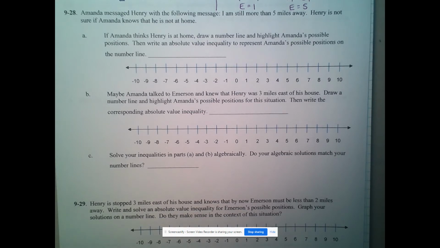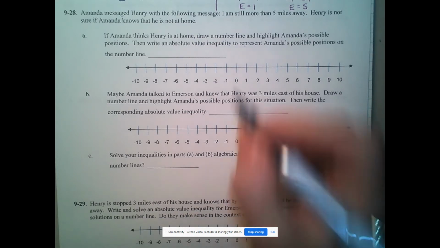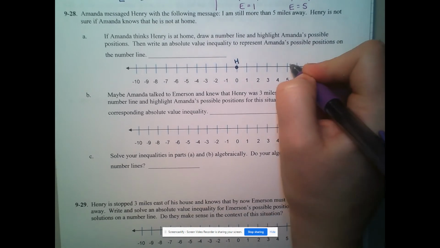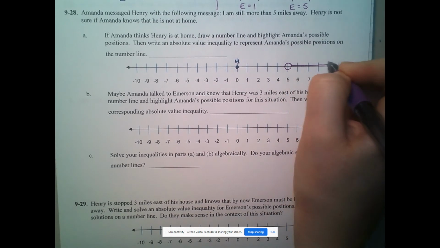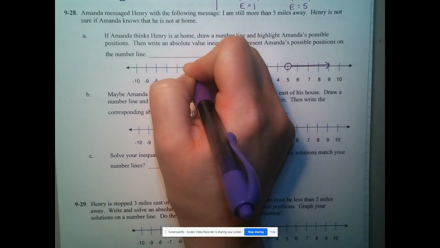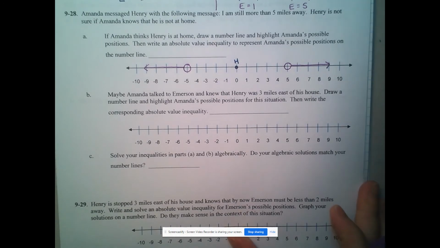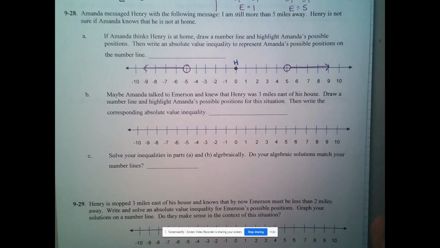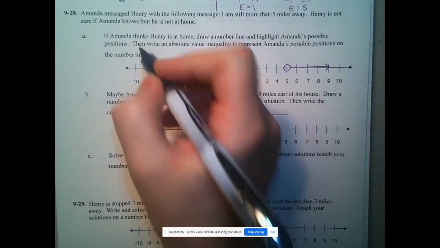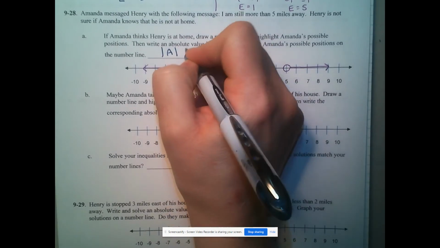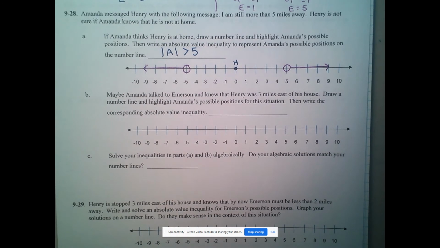Okay, so let's just say Amanda thinks Henry is at home. So we would put Henry at 0, and we would say Amanda is more than 5 miles away. So she's not at 5, but more than 5. On the other side, she's not at -5, but she's more than that away. So we're saying she's somewhere on either side of Henry by 5, but more than that. And that's why we did the open circles. So Amanda, and we've got to do absolute value. A is going to be Amanda's location. Absolute value of it has to be greater than 5.